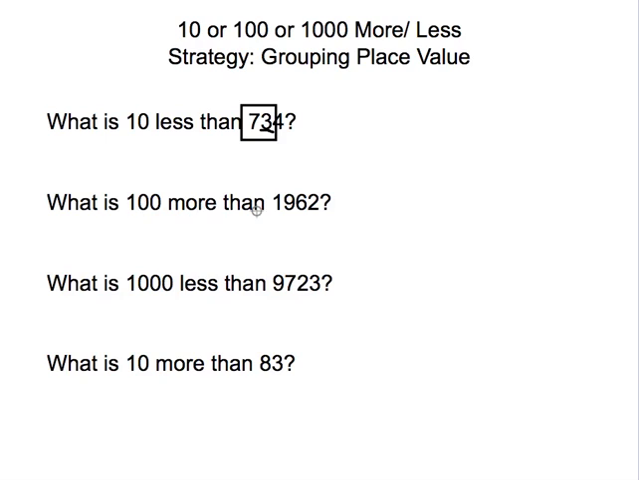If I want to know what is 100 more than 1,962, here I know that the 9 is in the hundreds place value, or I could group everything to the left of it and actually say it's 19 hundreds.